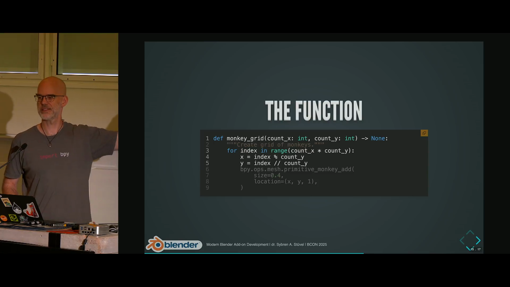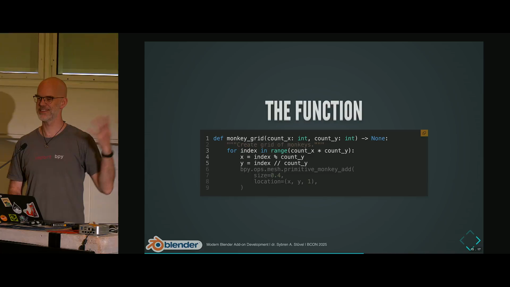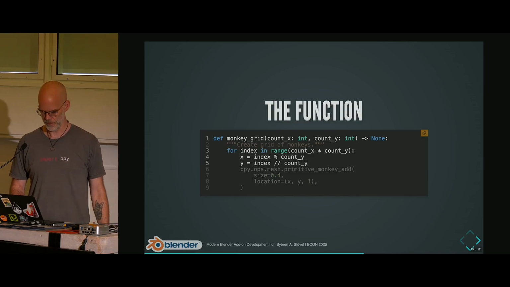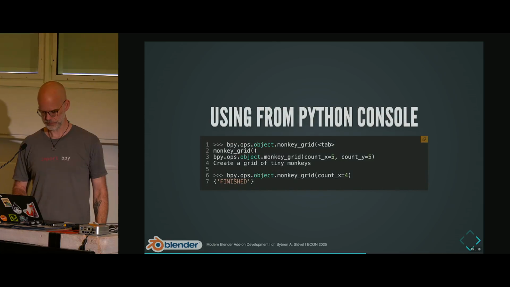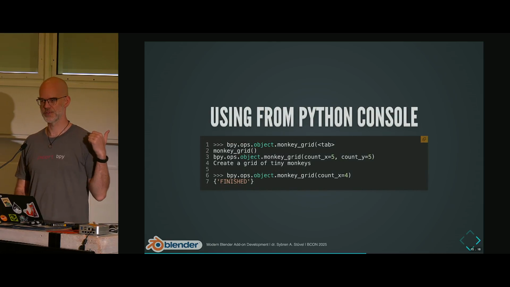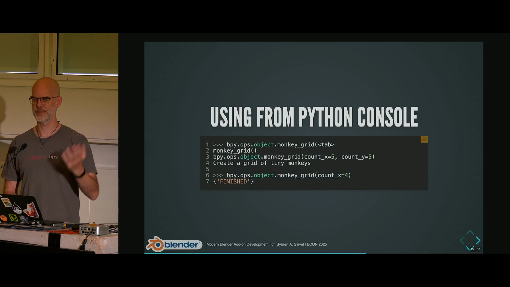Monkey grid needs a slight modification. Here I also added the count X, count Y, and declared these are int type. And from the Python console, again, you can see them with tab completion. You see the parameters are there. It just works.